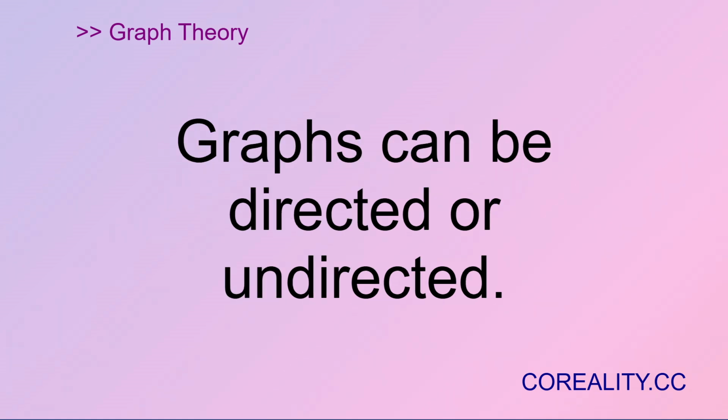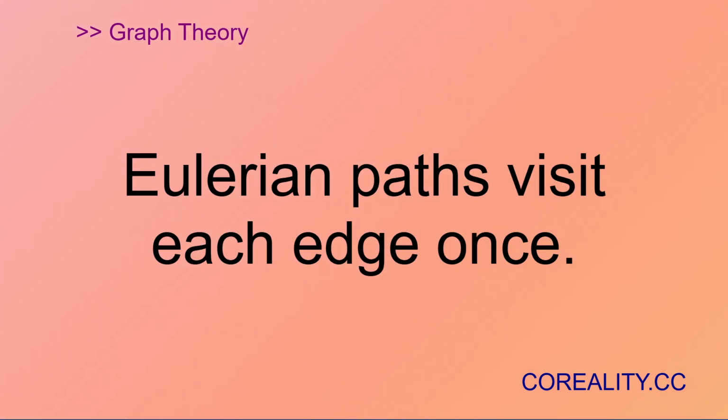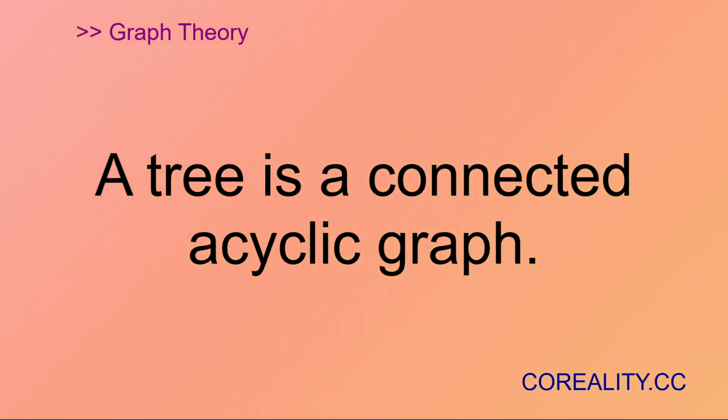Graphs can be directed or undirected. Eulerian paths visit each edge once. A tree is a connected acyclic graph.